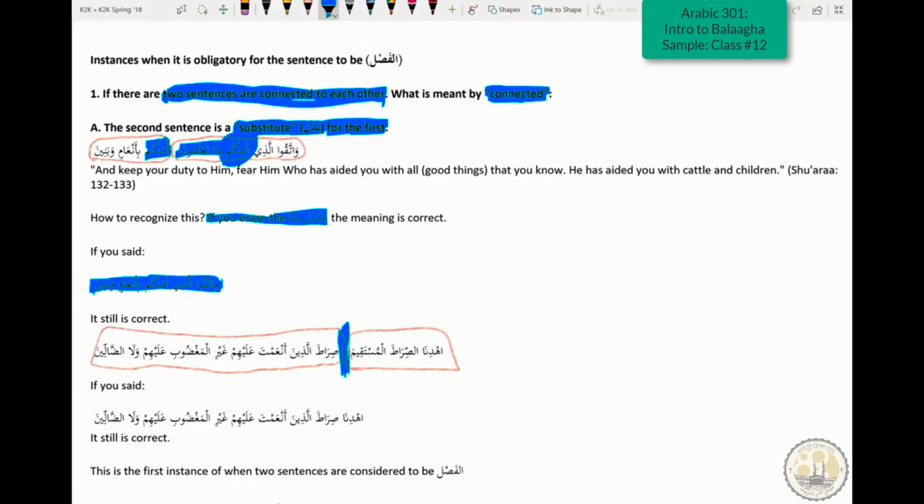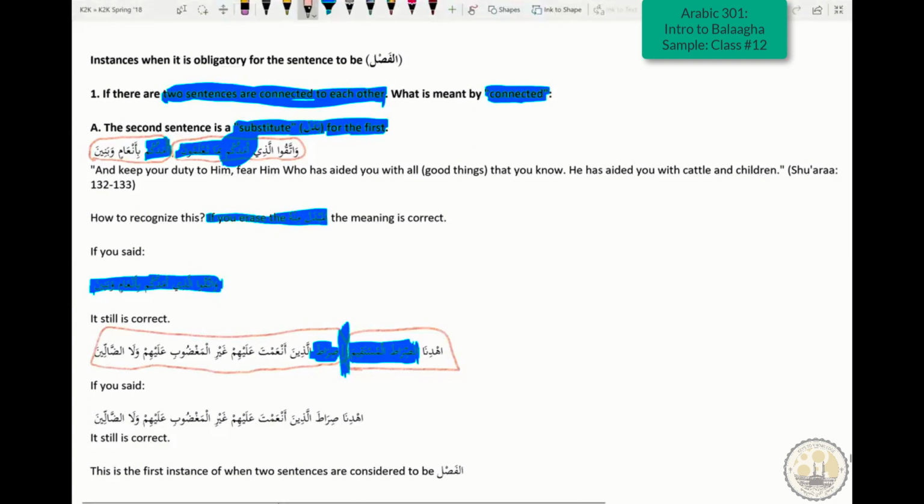The reason why there's no waw is because the second sentence, صراط الذين أنعمت عليهم, is badal for اهدنا الصراط المستقيم. This is the mubdal minhu. So because there's a badal mentioned after the mubdal minhu, you don't have to mention the waw. Rather, it becomes obligatory to erase the waw. If you add the waw there, it's a mistake. If you say اهدنا الصراط المستقيم والصراط الذين أنعمت عليهم غير المغضوب عليهم والضالين, no, it's a mistake if you add that waw.